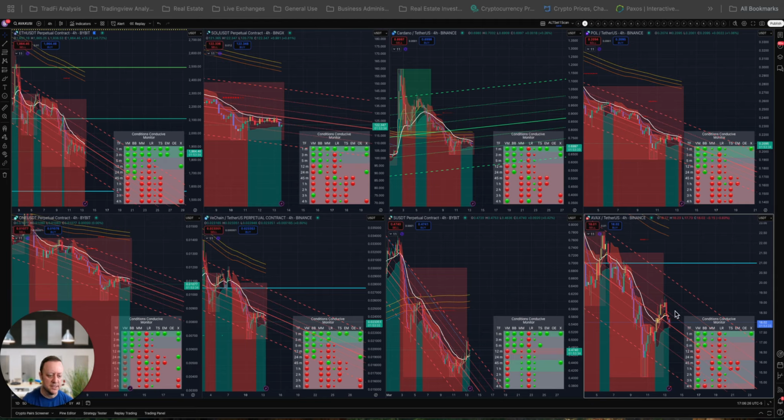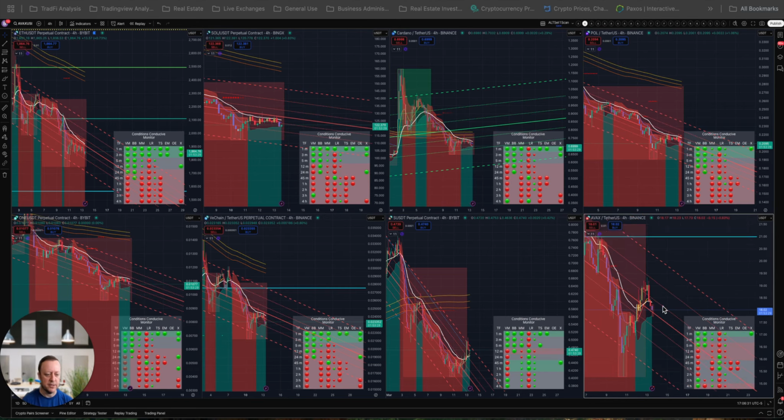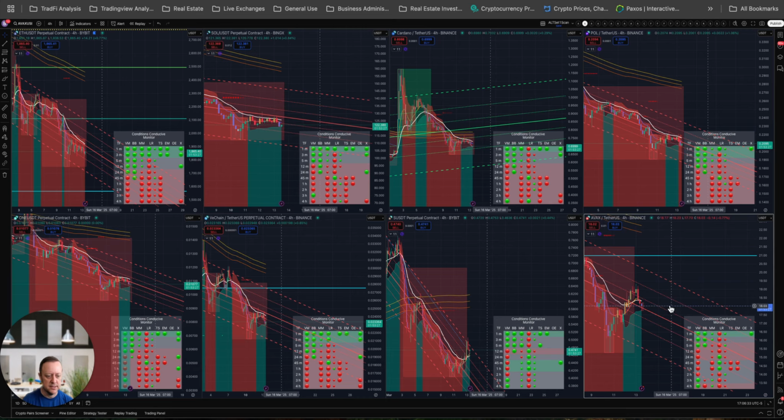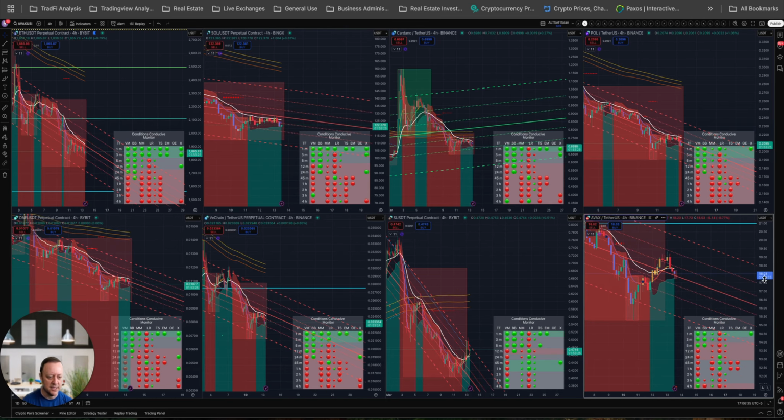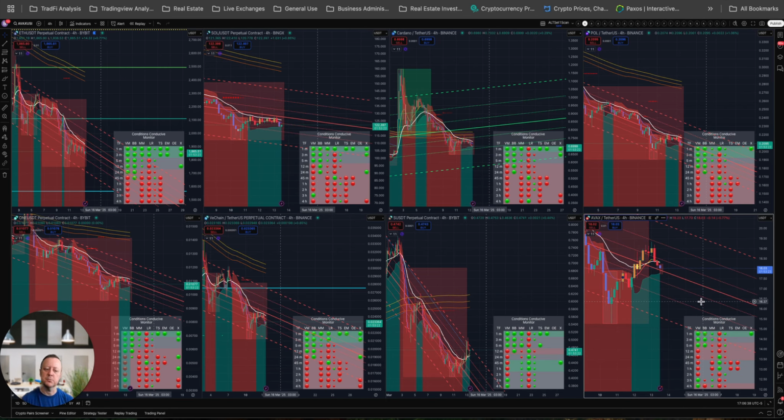So here's a cool example of a 4-hour bias box forming, right? We left it, and it looks like one is forming again, right? So you can kind of catch them forming.